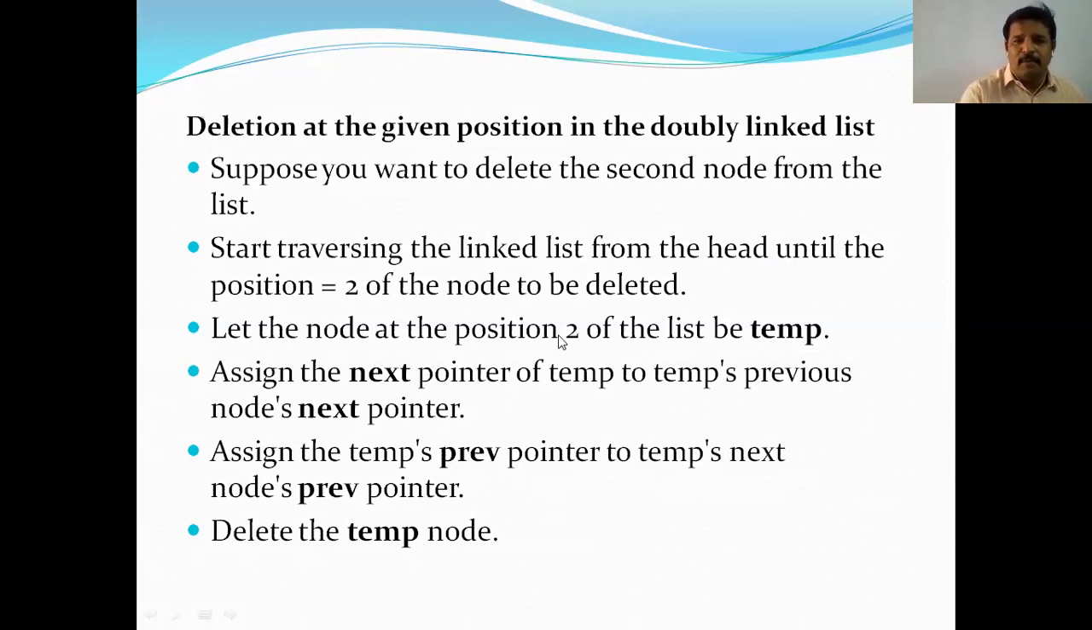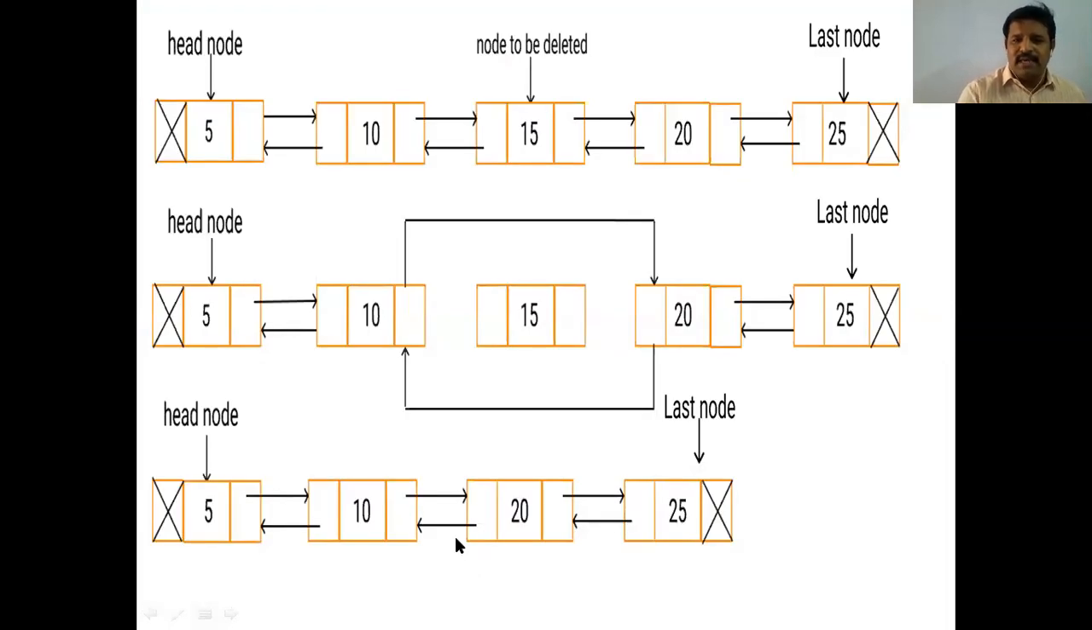Let the node at position 2 of the list be temp. Assign the next pointer of temp to temp's previous node's next pointer, and assign temp's previous pointer to temp's next node's previous pointer, and then delete the temp node. In this way we can delete the element at a specific position.